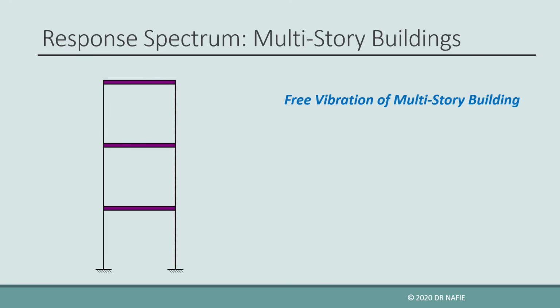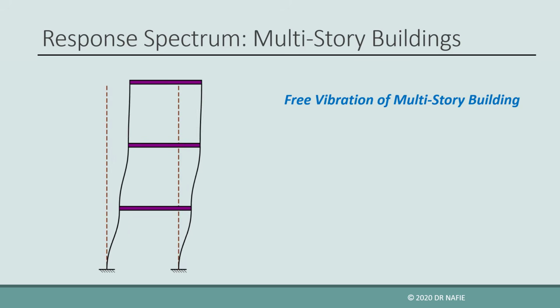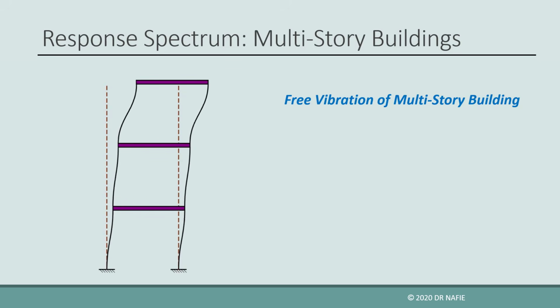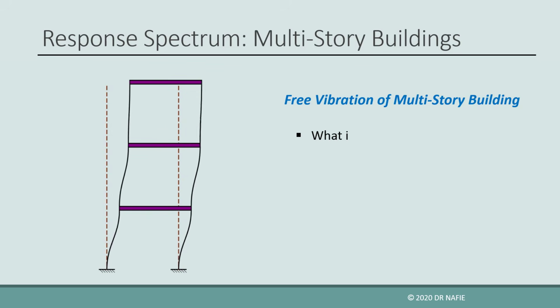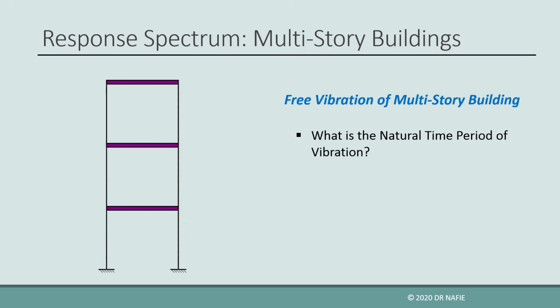Now let us examine the free vibration of this 3 stories building. If we apply a force to the building, it will be displaced, and after removing the force, the building will start to move in a free vibration motion. In order to study this free vibration, we need to know the natural time period, which is the time needed to complete one cycle of vibration, and we need to know the shape of the vibration.